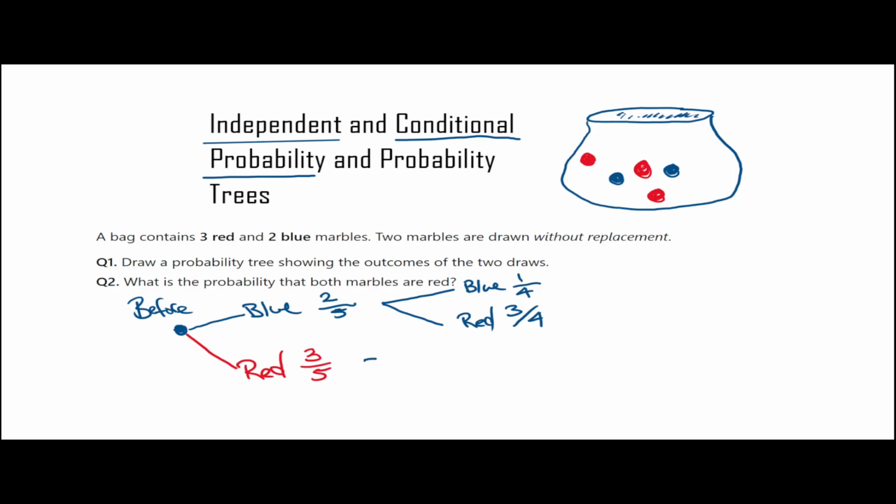Okay, let's do it again for this one. So this time we chose red the first time. Now what's our probability that we choose blue? Well, if we chose red the first time, there's still 2 blue marbles, but there's only 4 left. And if we chose red the first time, now there are 2 red marbles and 4 marbles in total.